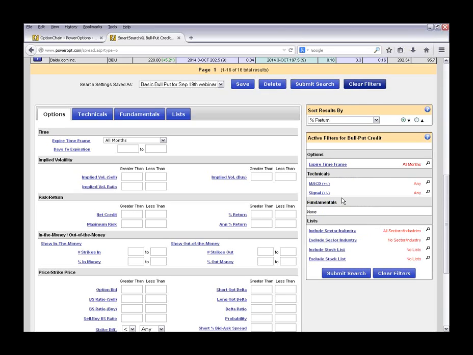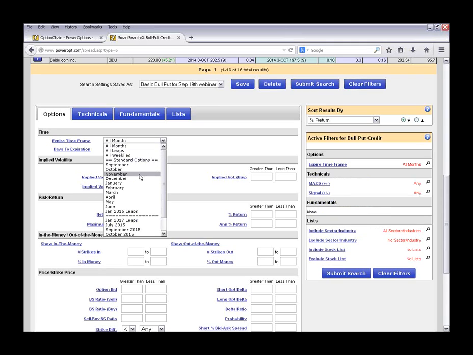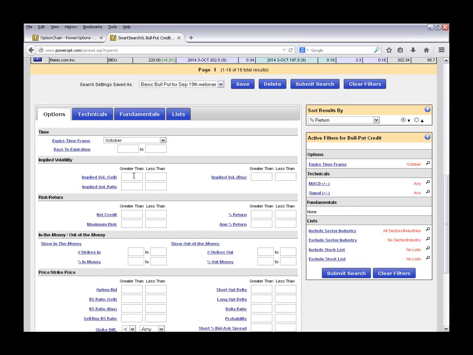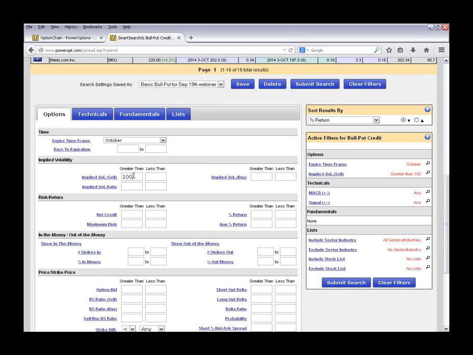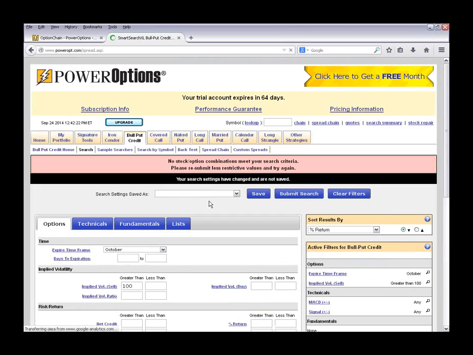I'm going to clear all the stock and all the option criteria. And I'm just going to set standard expiration. Let's just go to standard October, and I'm going to look for implied volatility of greater than 100. Implied volatility of sell option of greater than 100. Let's go ahead and submit that. Okay, and nothing matches our search criteria.